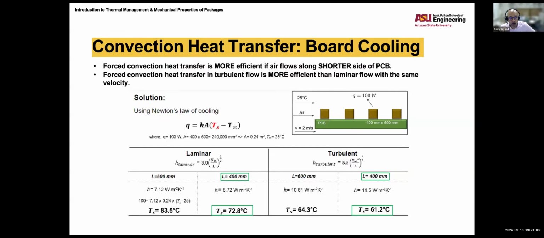So, rule of thumb, and this is not cast in stone by any means whatsoever, but generally, if I'm talking about forced convection, if you can get the air to flow over the short side of the PC, that's what you hope for. But here, if you have forced convection and you have turbulent flow, it is more efficient than laminar flow for the same velocity.